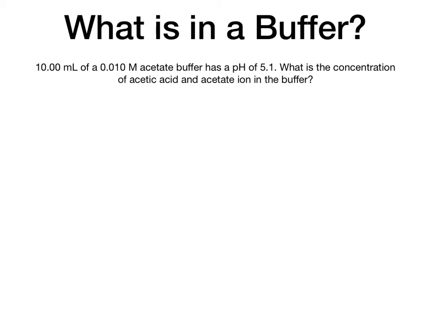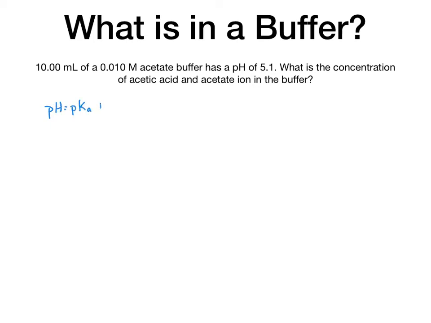I have 10 milliliters of a 0.01 molar acetate buffer that has a pH of 5.1. We want to find out what the concentration of acetic acid and acetate ion is in this buffer. This is similar to the problem that I did in the previous video, but it's a little bit backwards. I know that I have a buffer, so I'm going to start with the Henderson-Hasselbalch.